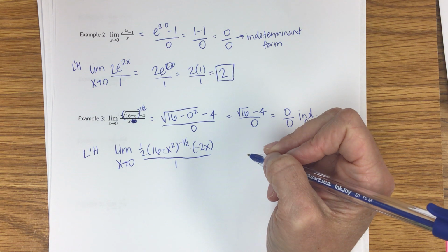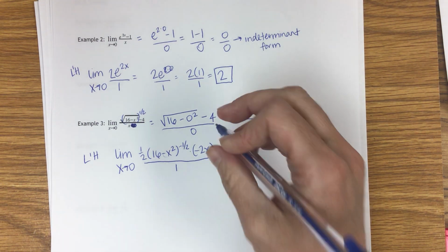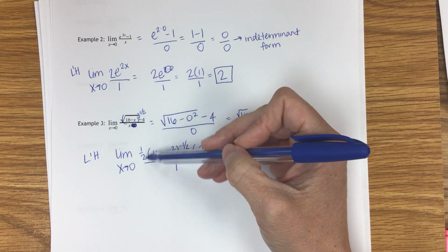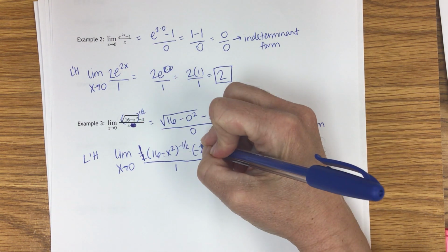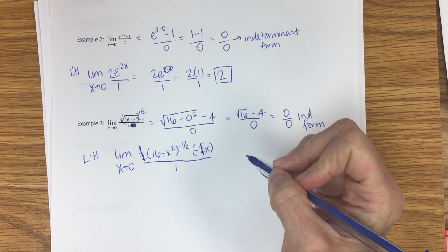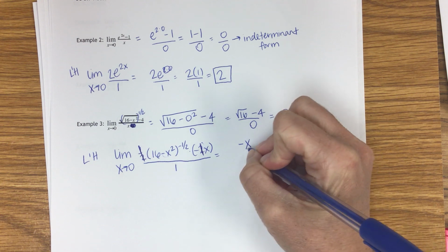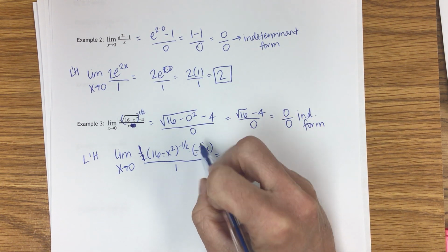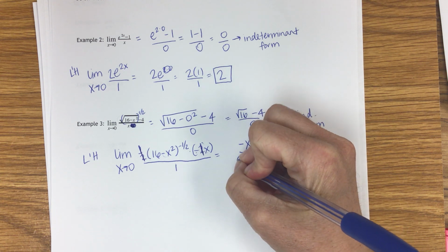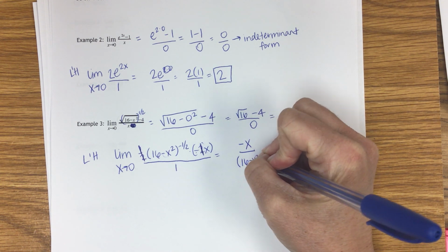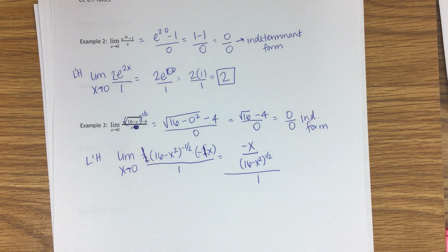Now I should be able to simplify and then try plugging in 0 again. On the top I have a half and a negative 2. I'm going to cancel out that half and that 2. I'll leave the negative. On the top I'll have negative x, and then the 16 minus x squared to the negative half I'll have to move to the bottom. So it'd be negative x over the square root of 16 minus x squared, that is, 16 minus x squared to the positive half, and then that's all over 1.